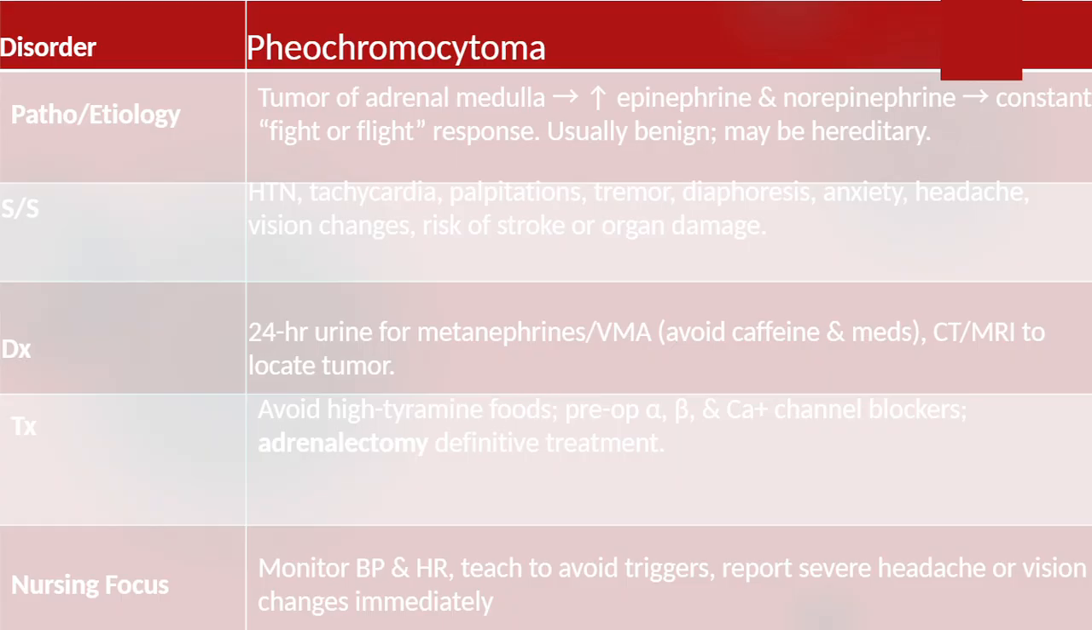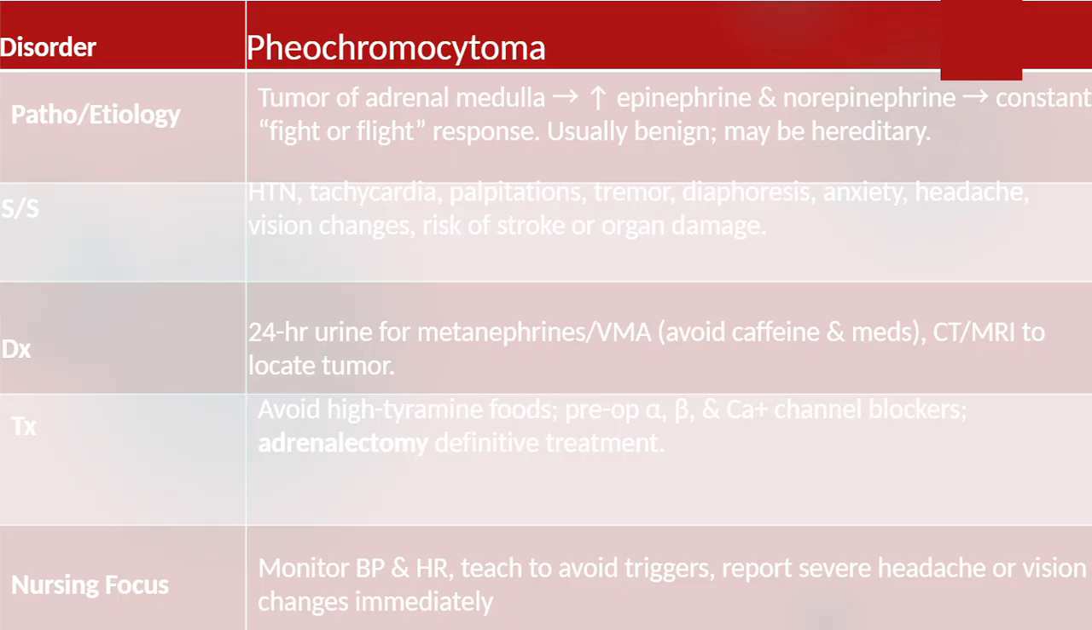To confirm the diagnosis, a 24-hour urine collection is done to measure metanephrines and vanillyl mandelic acid, VMA. These are breakdown products of epinephrine and norepinephrine. It's very important to avoid caffeine, smoking, and certain medications like decongestants, amphetamines, or beta blockers before and during the test because they can cause false positive results. If the urine test shows elevated catecholamines, imaging studies like a CT scan, MRI, or nuclear scan help locate the tumor.